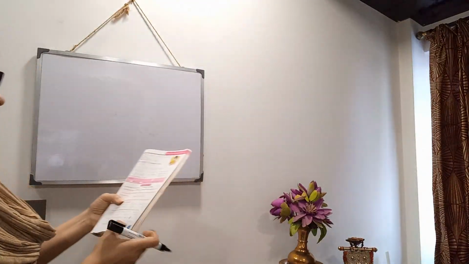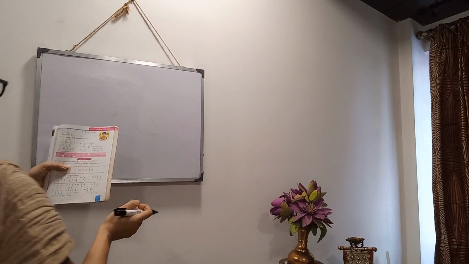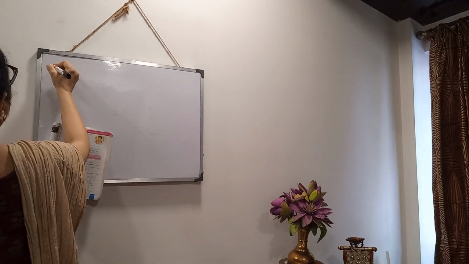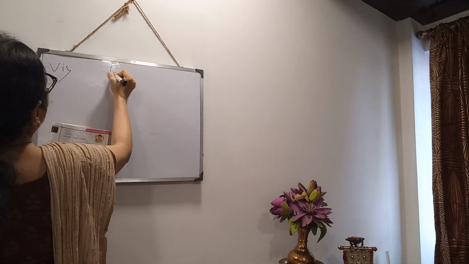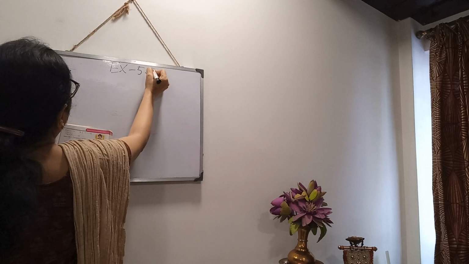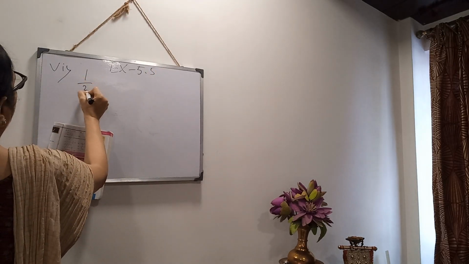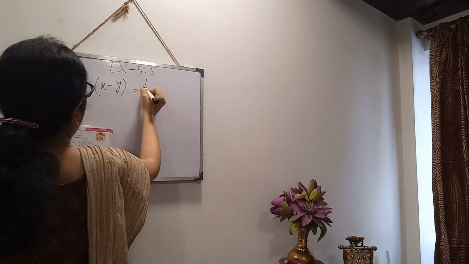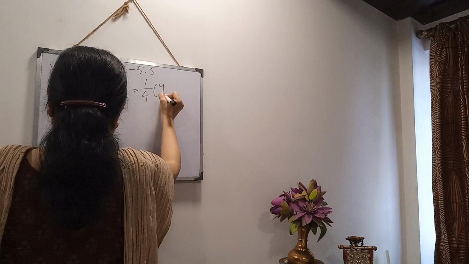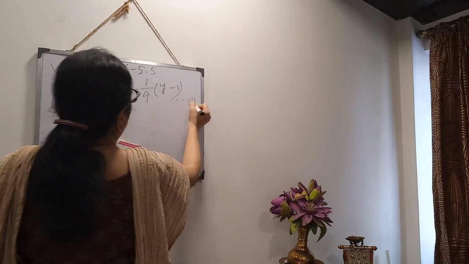Hello students, now sum number 6. It is given in this form: 1 by 3 x minus y equals to 1 by 4 y minus 1. This is my equation number 1.